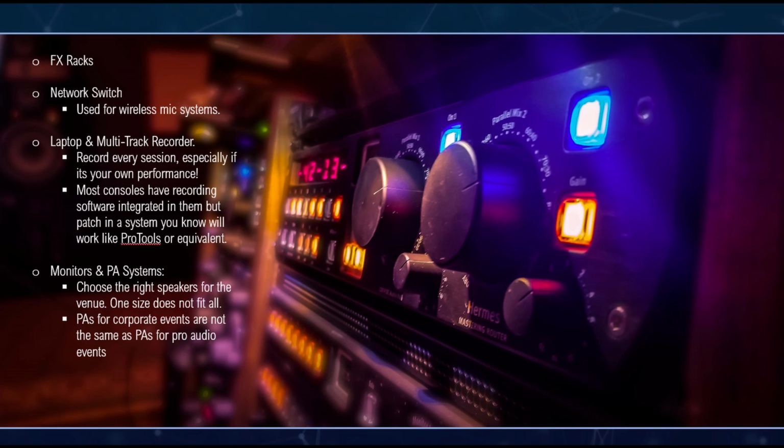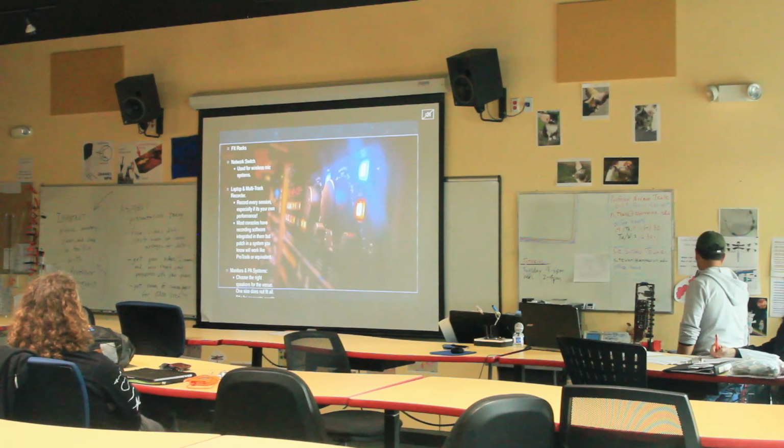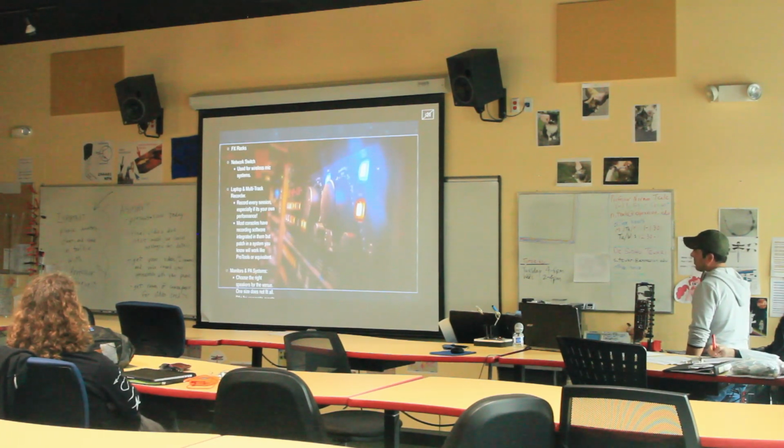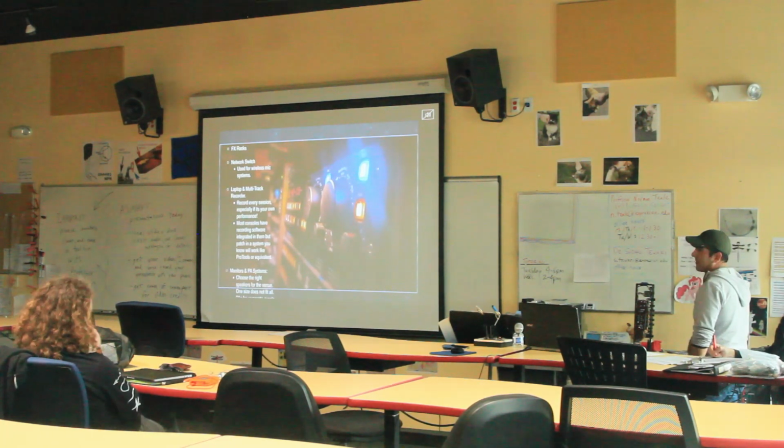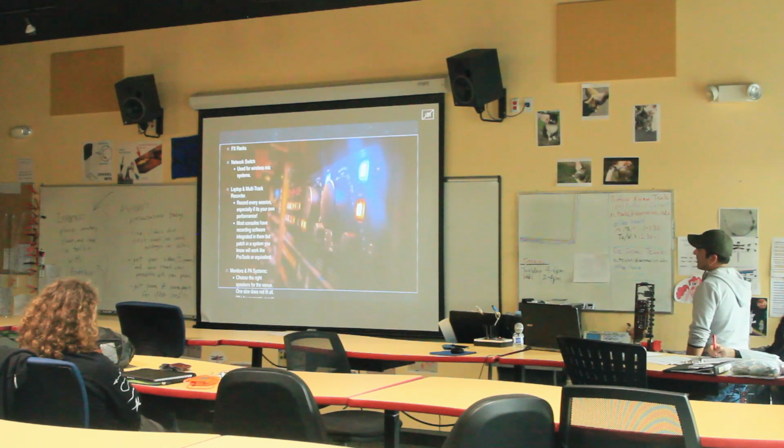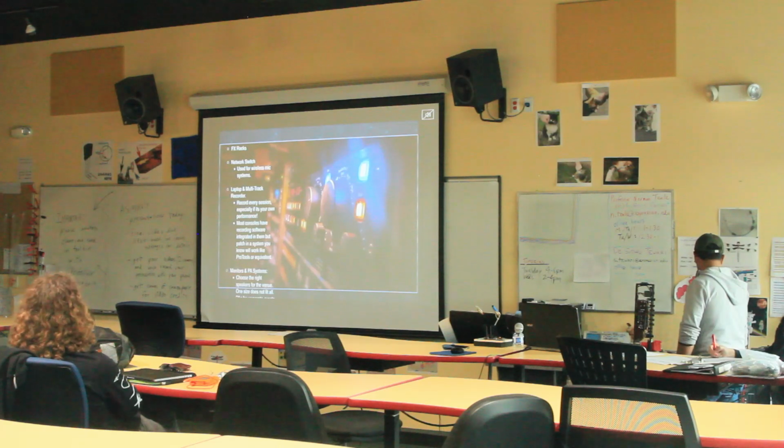Then we have a bunch of other things like our FX racks and network switches for our mic systems. A lot of people forget about multi-track recorders. You can use them for live sound as well to record your sessions. It's good for reviewing afterwards how you mixed your show, things you can improve on and what went well.